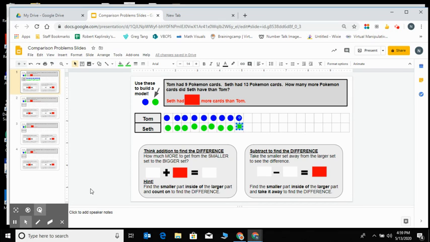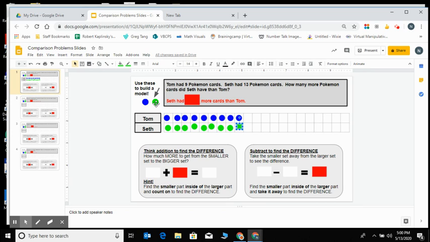Hey guys, I stopped for a second as I was building because I noticed something. As I was building Seth's set of 13 cards, I stopped right here because I noticed that right now, Tom and Seth both have 9. They both have the same number of Pokemon cards. But remember, Seth has more than Tom. So he's going to have 9, but then he's going to have some more.